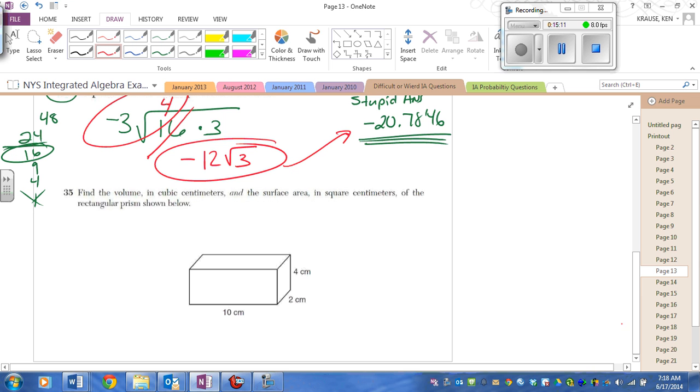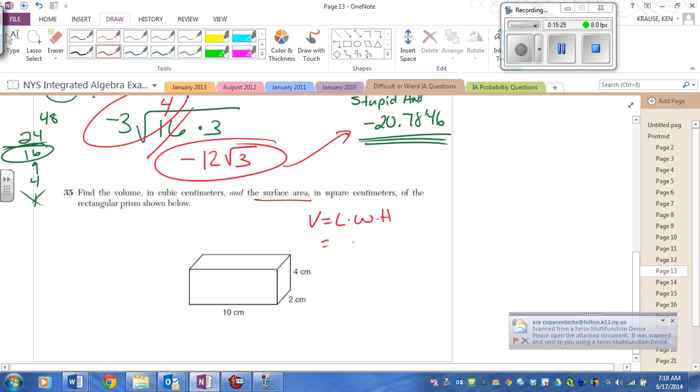Alright, here we go. Find the volume in cubic centimeters and the surface area in square centimeters of the rectangular prism. Okay, so this is easy. Volume is equal to length times width times height. So that's 10 times 2 times 4. That's 8 times 10, which is 80. So 80.